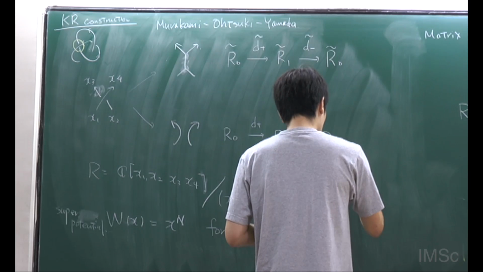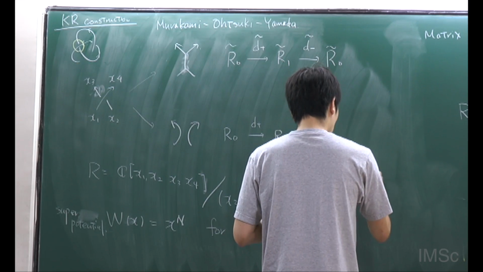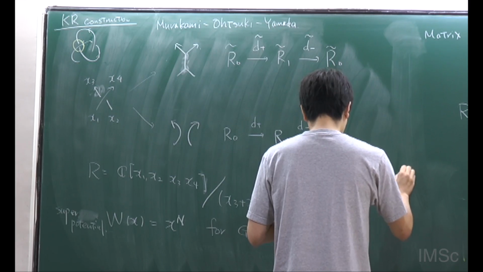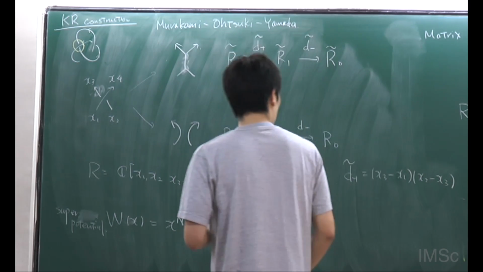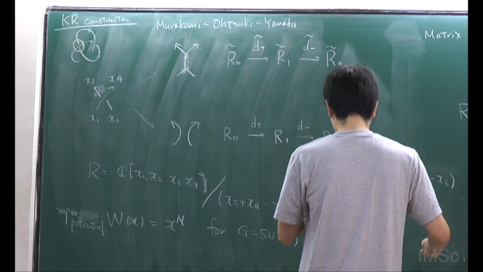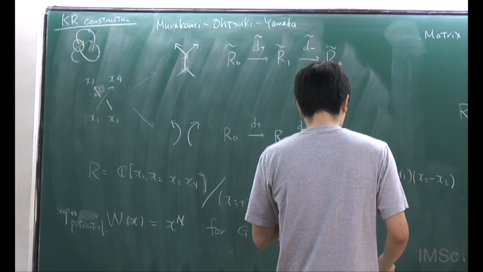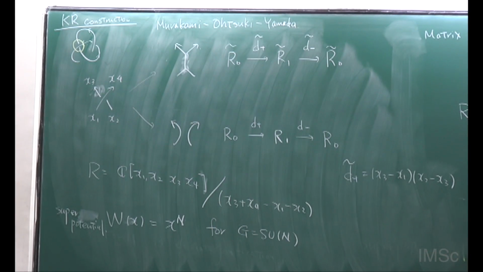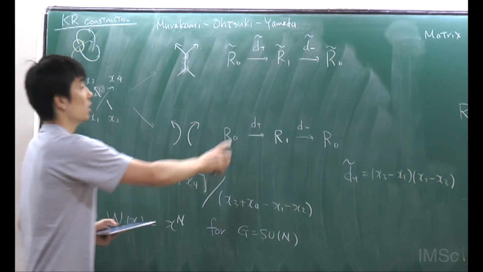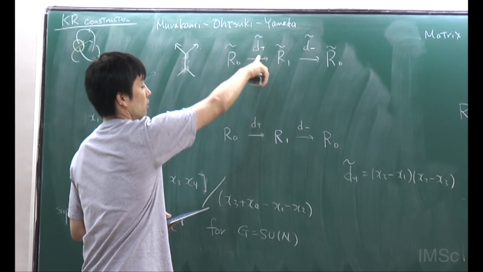So each map is given here. D plus is given by x3 minus x1, x2 minus x3. Am I correct? Yeah. So D plus tilde is this one.